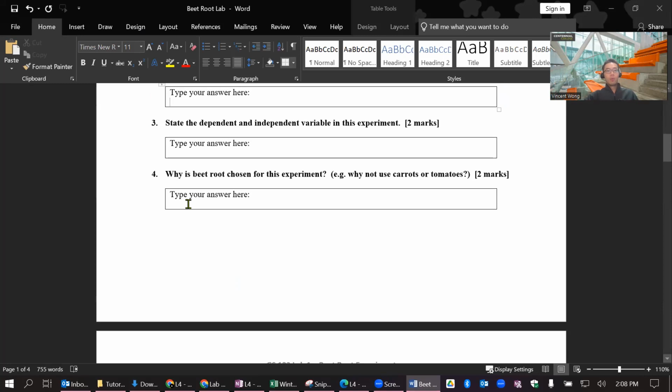Next one, okay? Why is beetroot chosen for this experiment? Why not choose carrot? Why not choose tomato? So you have to answer this part as well, right? Don't just tell me beetroot was chosen because, right? You have to also say carrot is not suitable for this experiment because, and then tomato is not suitable for this experiment because.